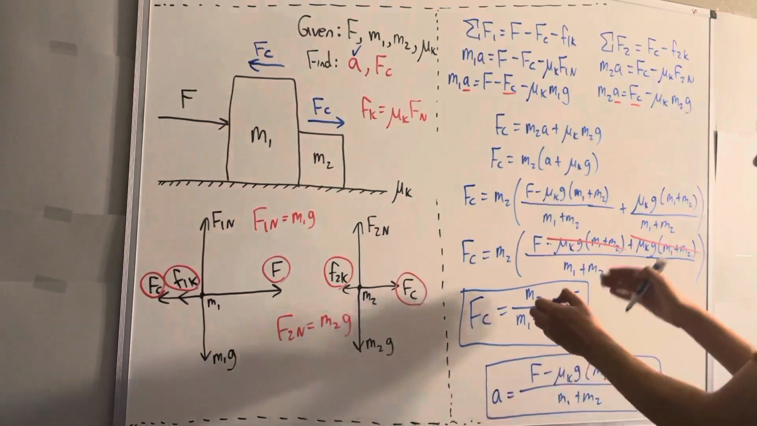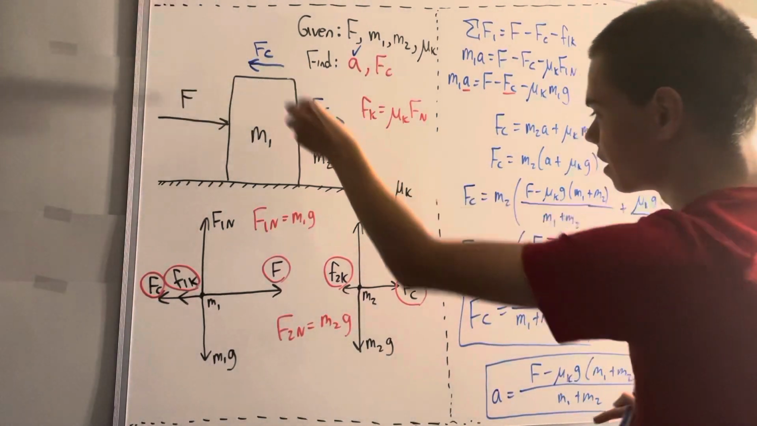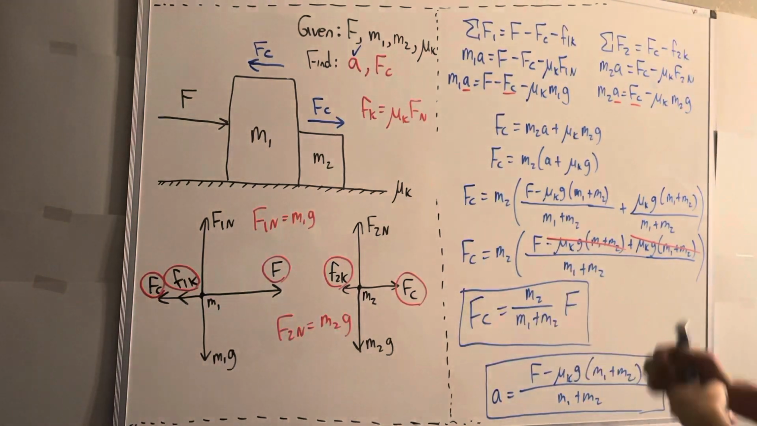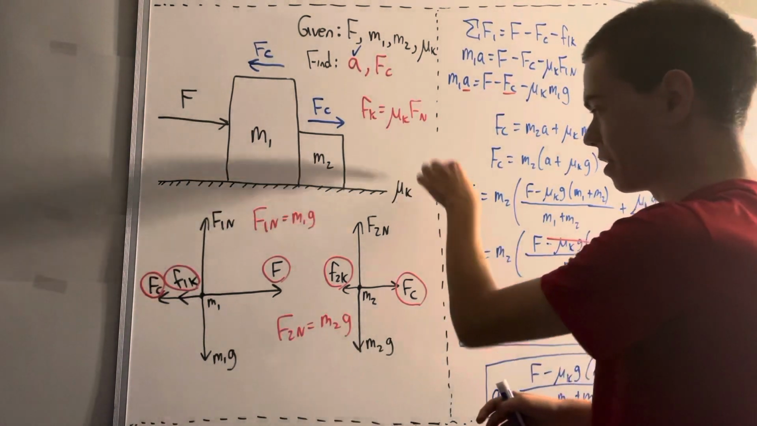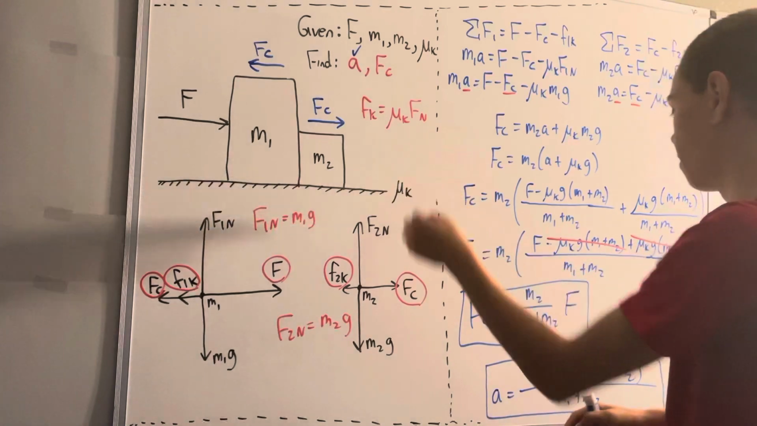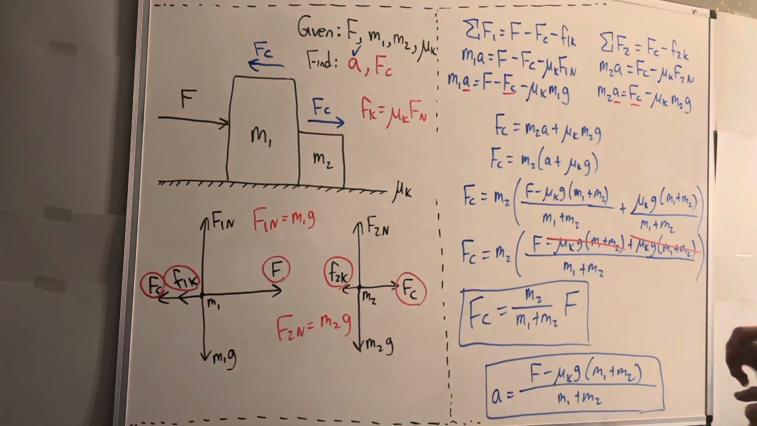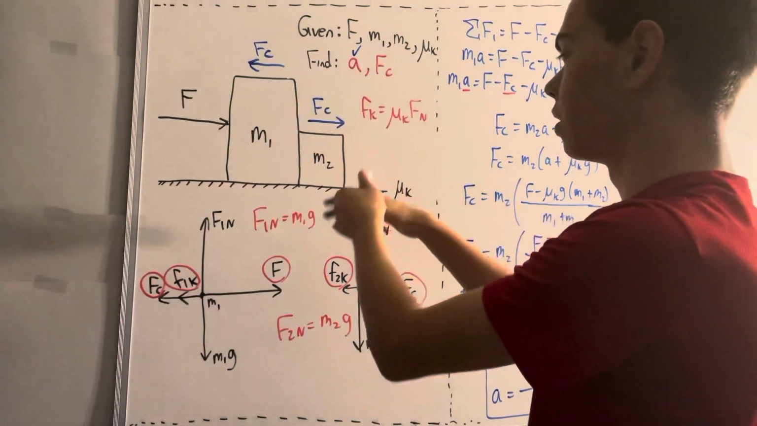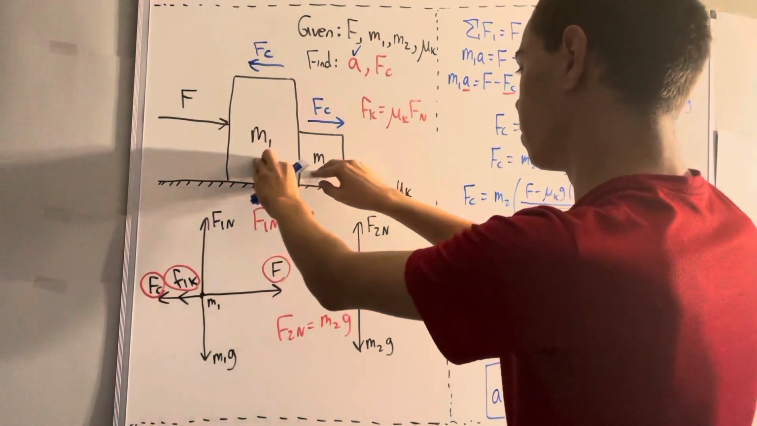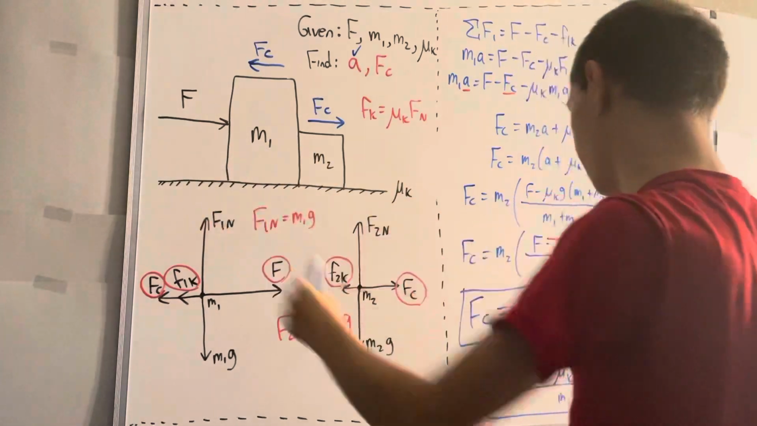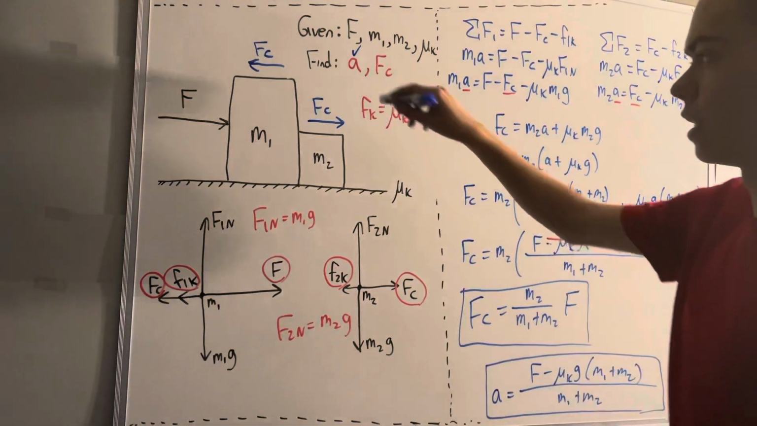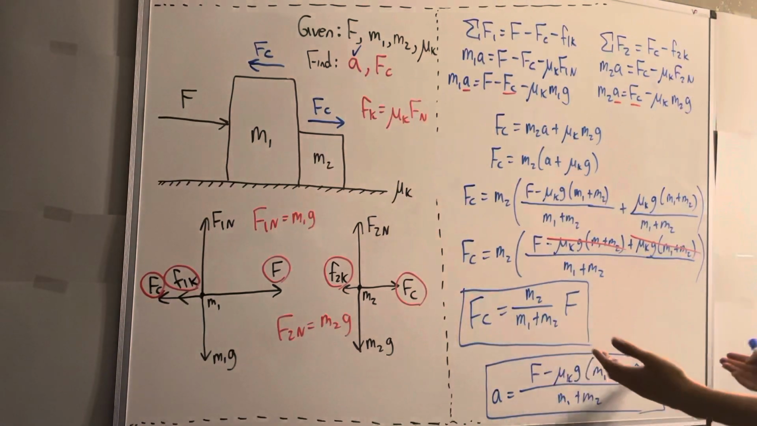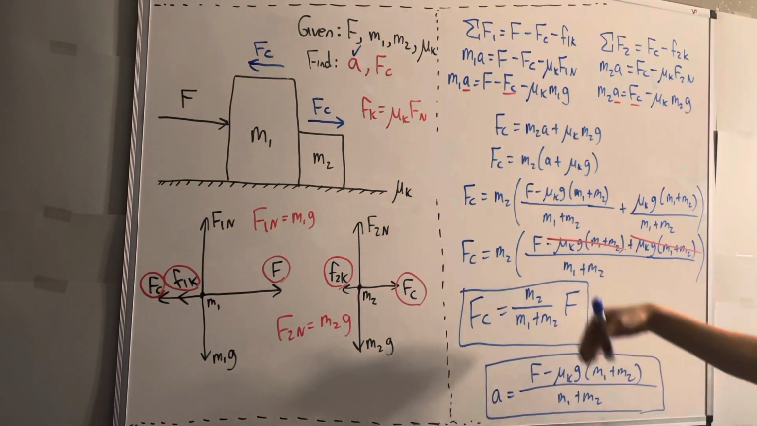This is in fact the same result you would get for the contact force if there wasn't friction. If this was a frictionless surface, you would still get this result, and it makes sense because it doesn't matter what the coefficient of kinetic friction is. So if you're given a problem involving contact, with two blocks touching each other on a surface with friction, they'll usually ask you for the acceleration of the system and the contact force between the blocks. And that's basically how it all works. That's pretty much it.